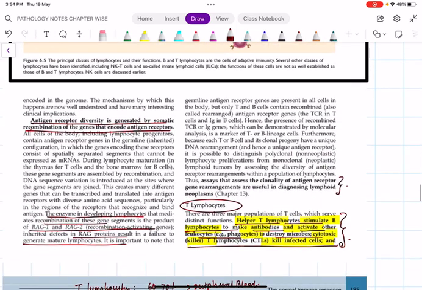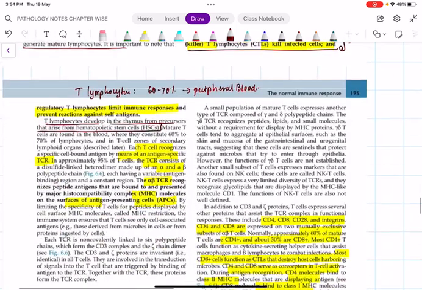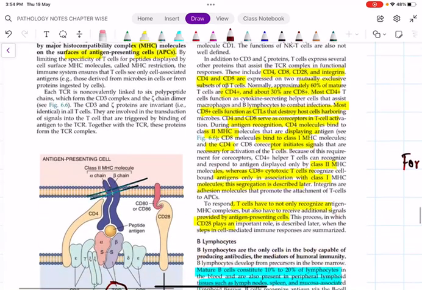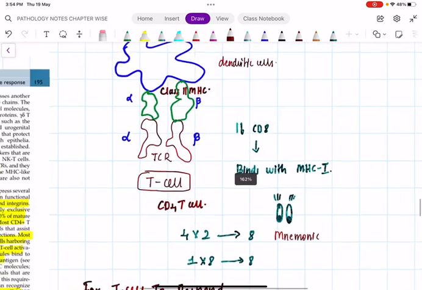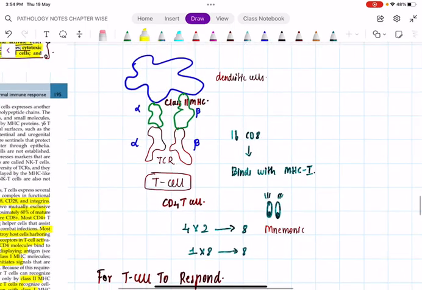Fine. So T lymphocytes, I have told you all these things. They develop from the thymus. They develop in the thymus, but they arise from the hematopoietic stem cell. I am going to draw the picture here. This is a T cell. This T cell will express what we call the T cell receptor. This T cell receptor has an alpha domain and a beta domain. This alpha and beta domain will bind with the alpha and beta domain of dendritic cells.